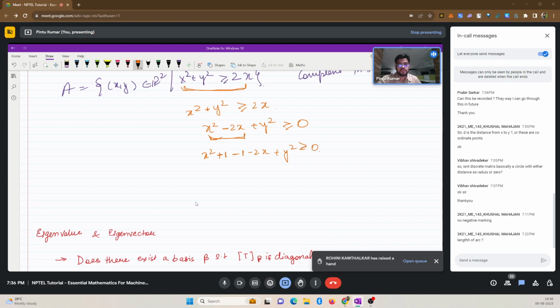Now if you look at these terms, is it a square plus b square minus 2ab? So this is x minus 1 whole square plus y square minus 1 is greater than or equal to 0. You can take this term to the other side, and what you obtain is that this is greater than or equal to 1. Now this is nothing but the equation of a circle centered at (1, 0) with radius 1. So what would be its complement? The area outside that circle.